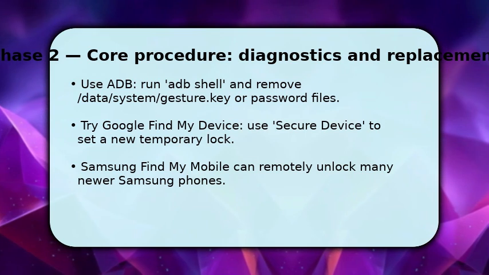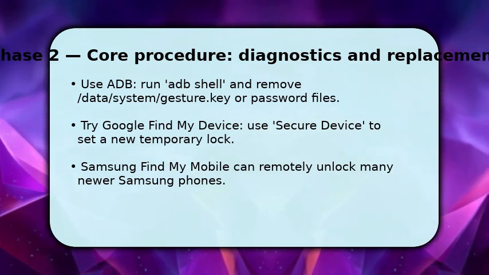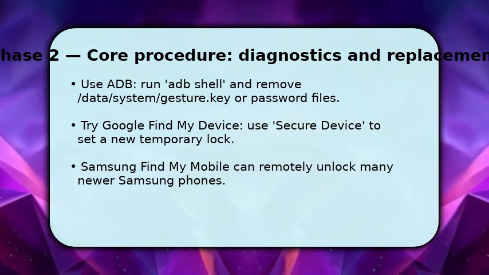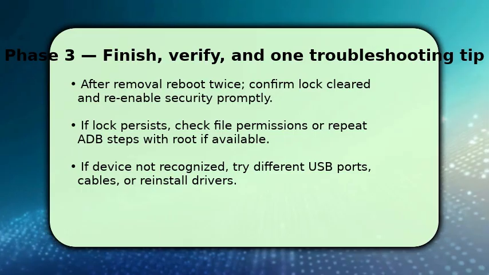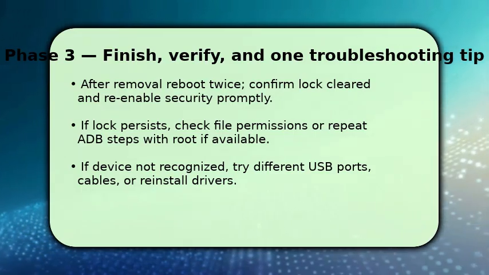That's an official method. Once you've removed the lock files or set a temporary password, reboot the device twice to let Android rebuild lock state. Make sure to re-enable a secure lock method immediately.